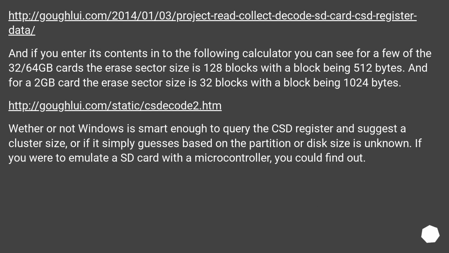This URL. And if you enter its contents into the following calculator, you can see for a few of the 32/64 GB cards the erase sector size is 128 blocks with a block being 512 bytes. And for a 2 GB card the erase sector size is 32 blocks with a block being 1024 bytes. This URL. Whether or not Windows is smart enough to query the CSD register and suggest a cluster size, or if it simply guesses based on the partition or disk size, is unknown. If you were to emulate an SD card with a microcontroller, you could find out.